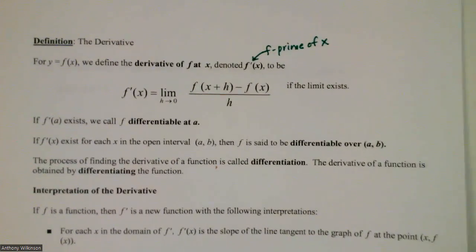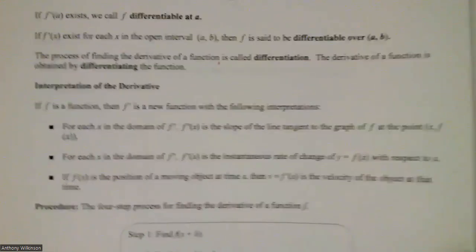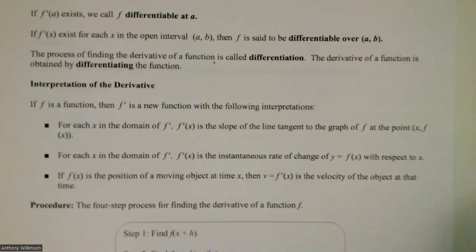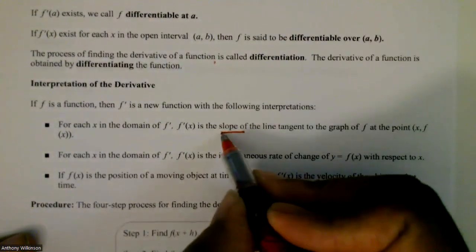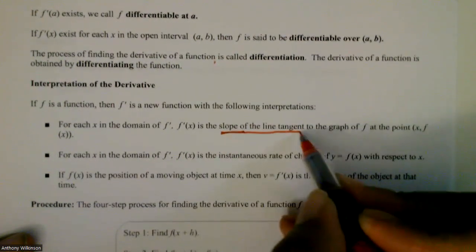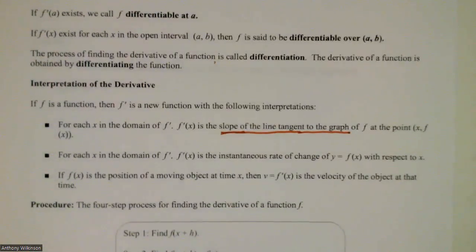Okay. Now, there are some interpretations of the derivative, and we have 3 of them right here. So if f is a function, then f prime is the new function with the following interpretations. For each x in the domain of f prime of x, f prime is the slope of the line tangent to the graph of f at the point x, f of x. So here, some of the couple of examples that we did dealt with the slope of the line tangent to the graph. That's how we use the first derivative.